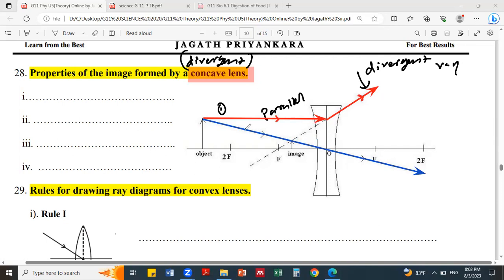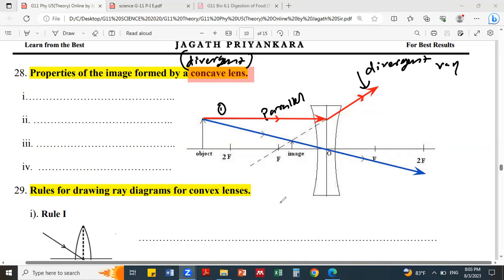Actually, if the object is a pencil or something, a non-luminous object, it cannot emit light. So there must be a separate source of light. Light should come from a bulb or natural sunlight to this object. From the object, light is reflected towards the lens.